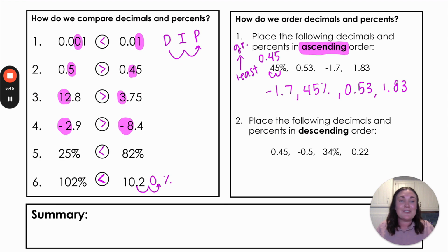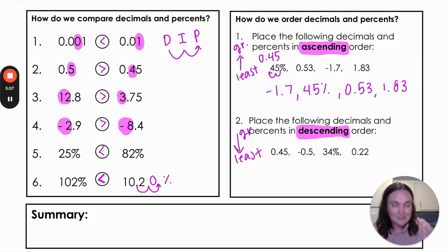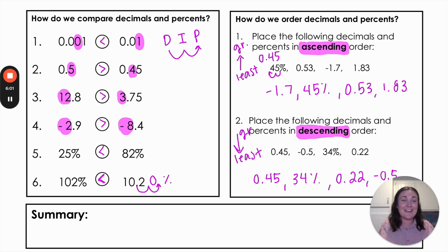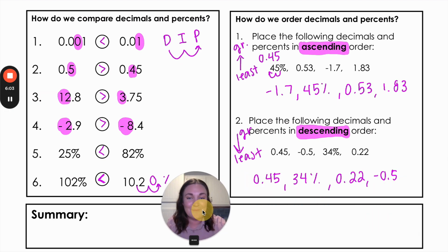All right, number 2, we are now going to put them in descending order. So remember, descending sounds like down. So instead of going up, least to greatest, now we are going down, greatest to least. So pause the video here and see if you can do number 2 on your own. All right, check it out and see how you did. So our largest number this time is going to be that 0.45. If I take that 34% backwards twice, that gives me 0.34, which is next, then 0.22, and our smallest number is going to be that negative 0.5.